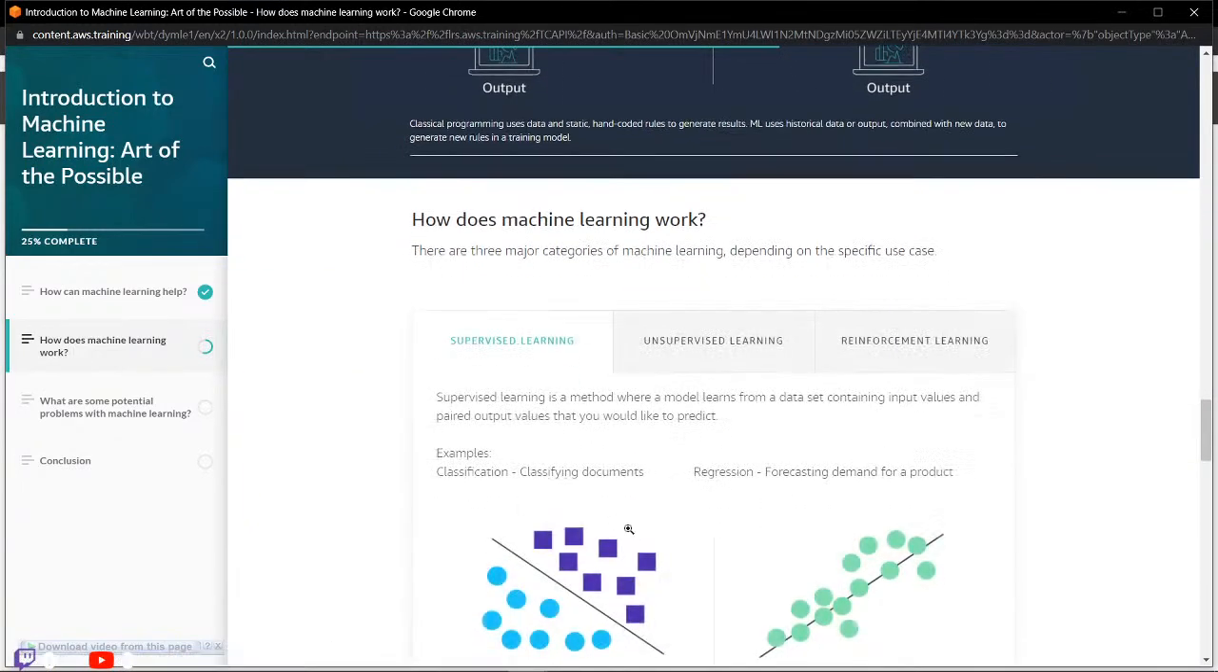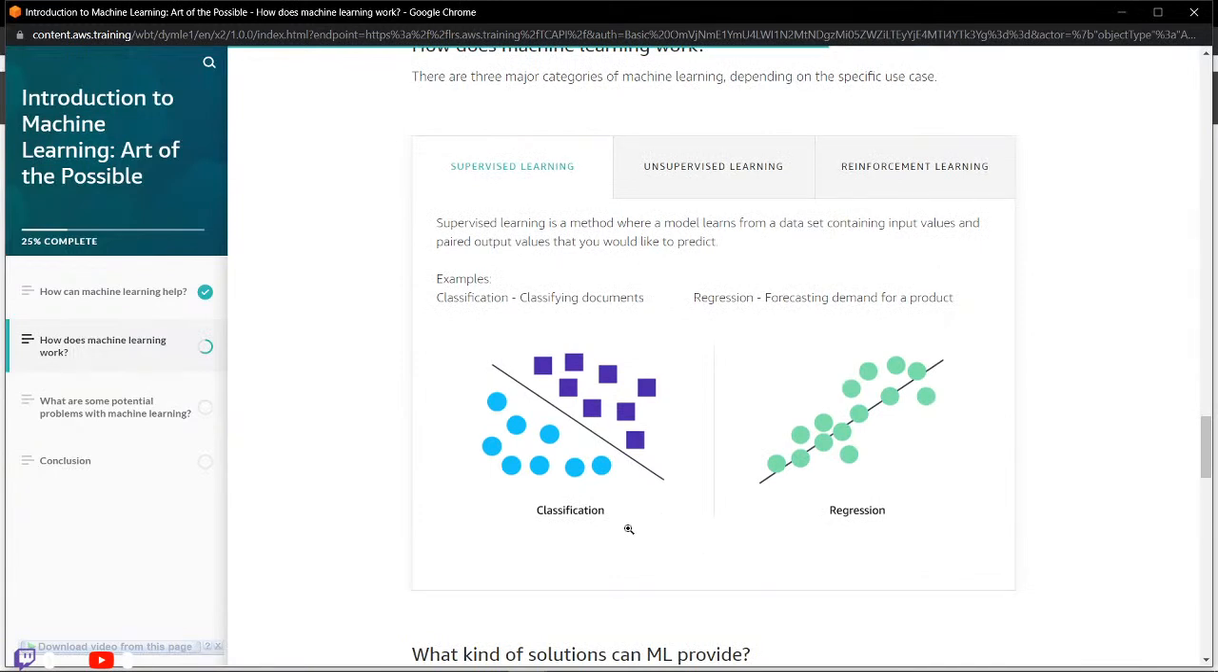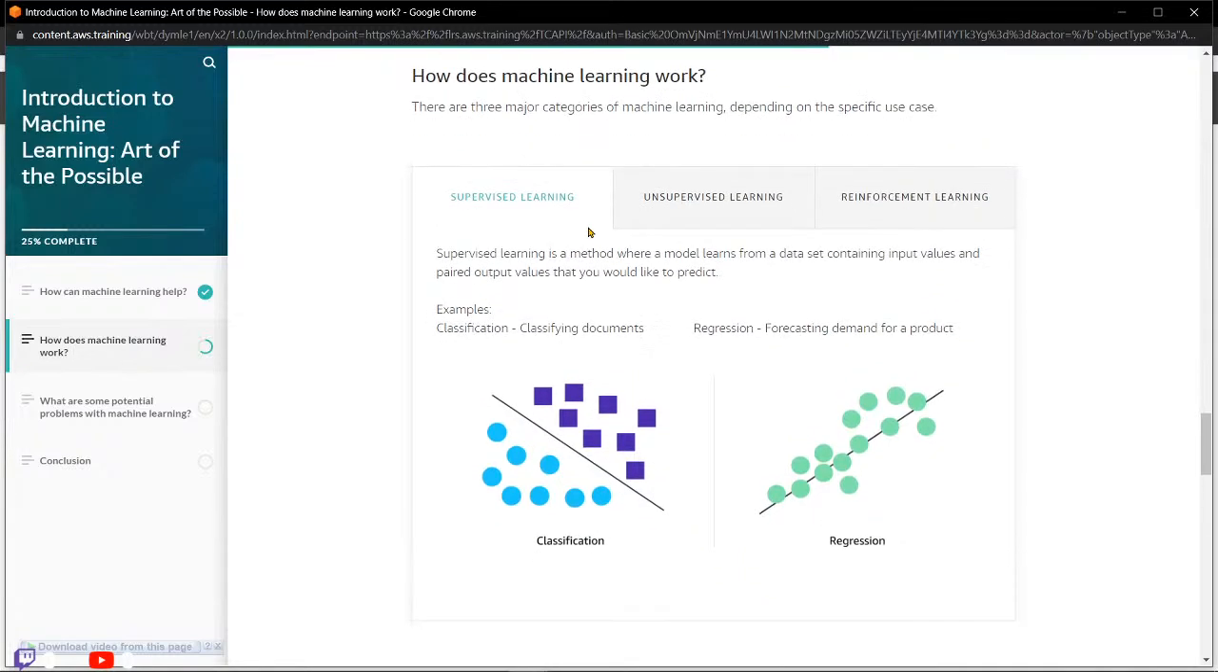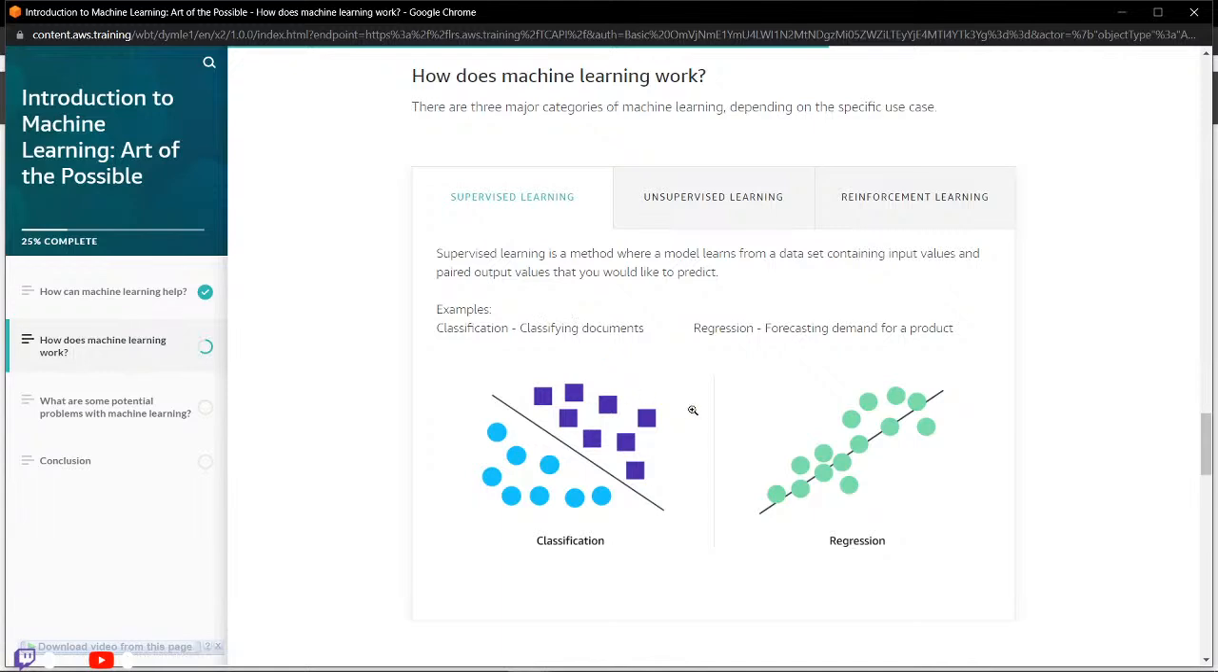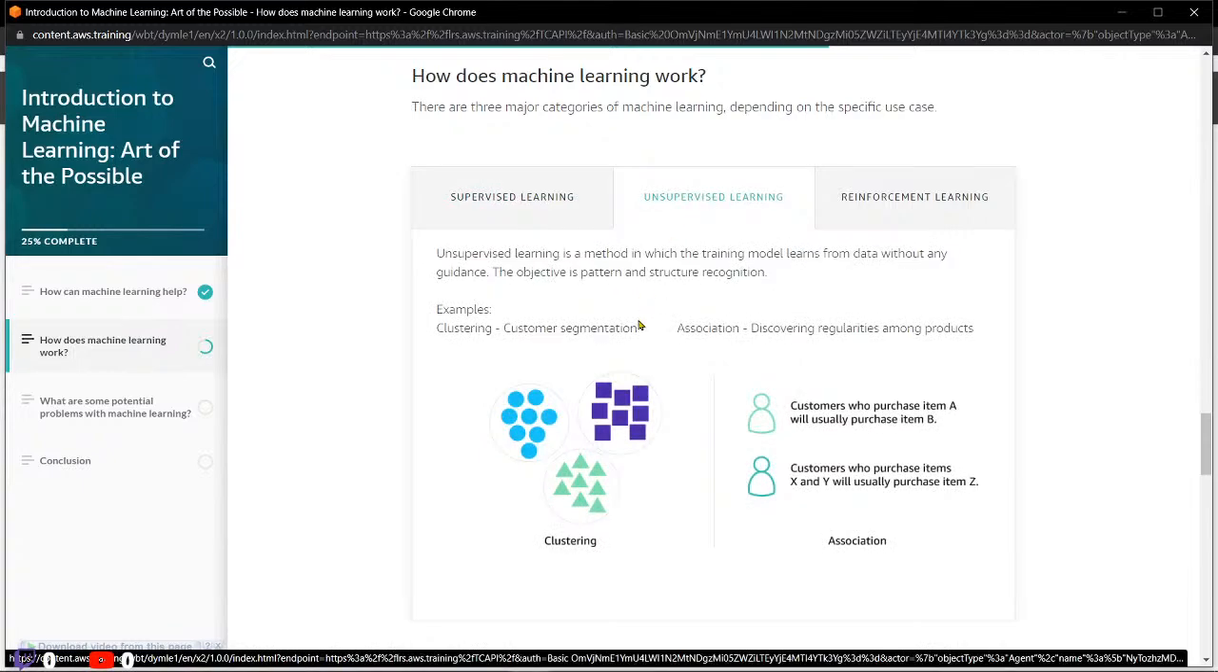How does machine learning work? There are three major categories of machine learning depending on the specific use case. Supervised learning is a method where the model learns from the data set containing input values paired with output values that you would like to predict, for example classification and forecasting demand on a product. In unsupervised learning, we have clustering.